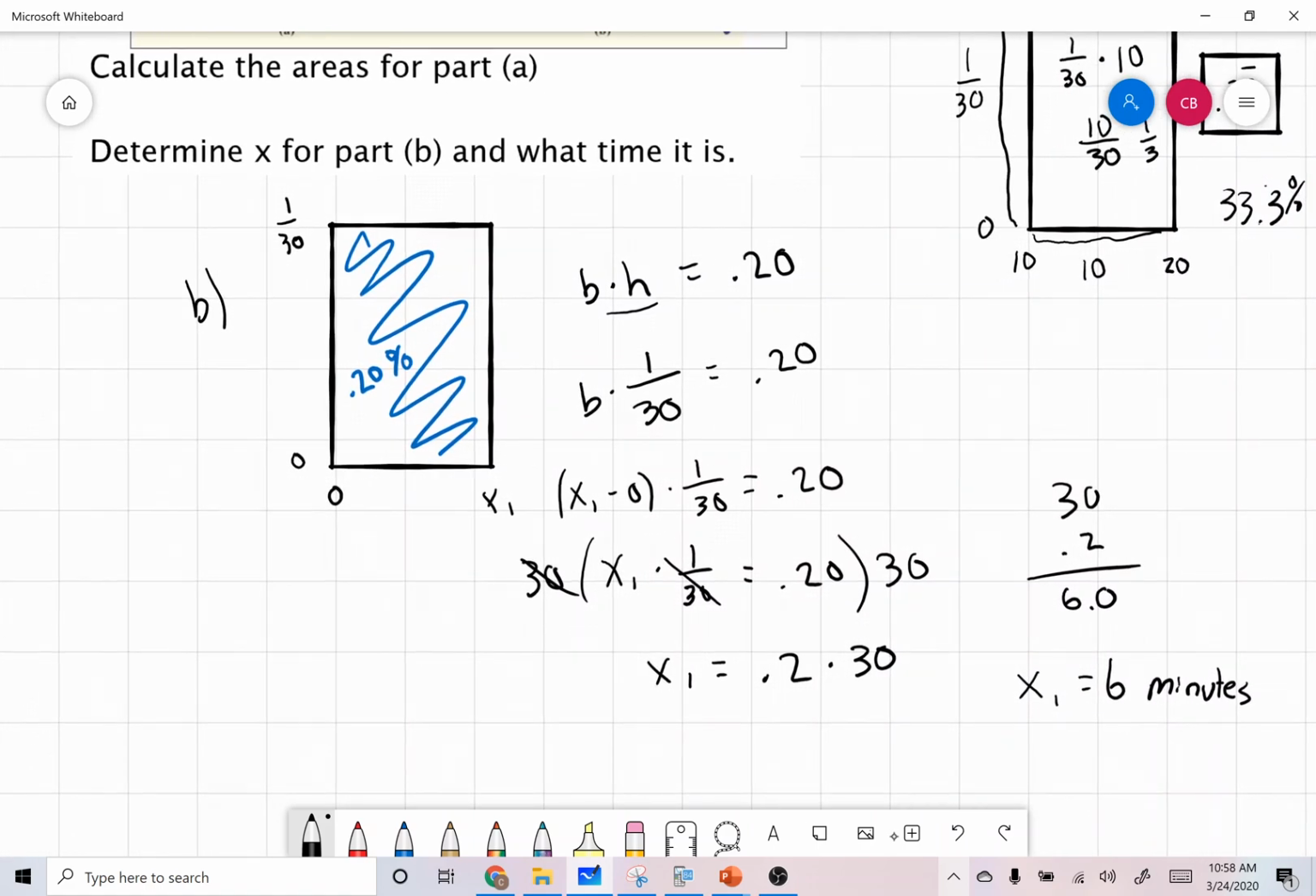So there is a 20% chance that the person will come between 0 and 6 minutes. Okay, I hope that helps.